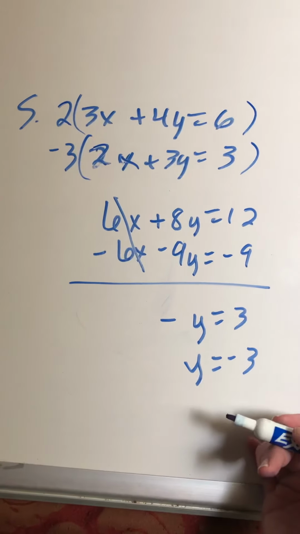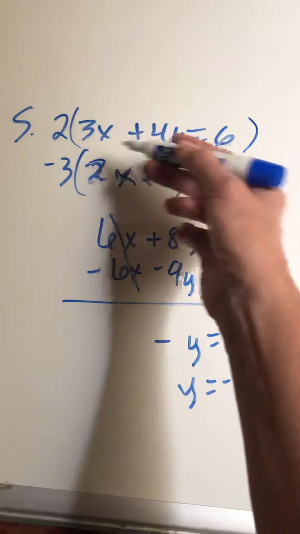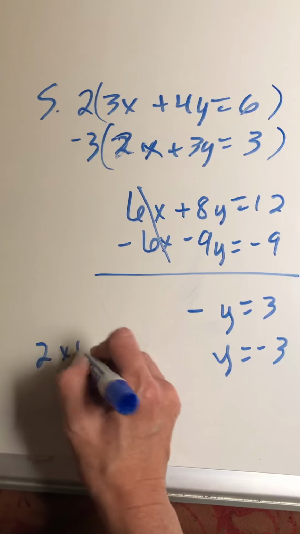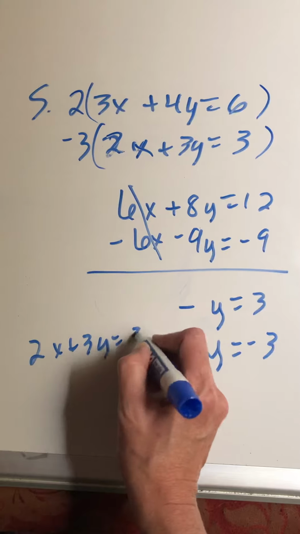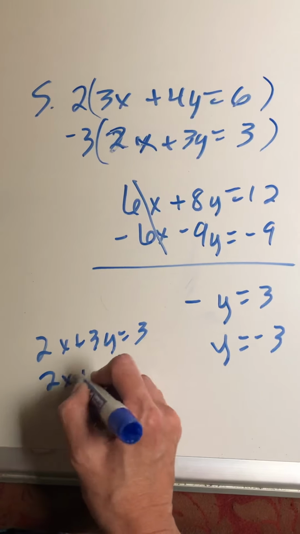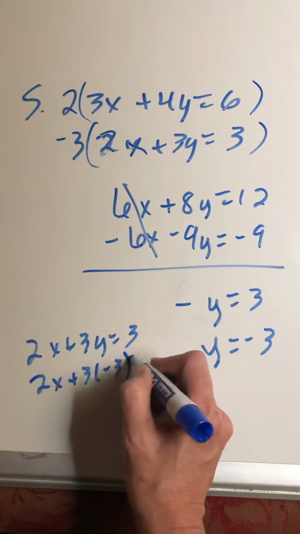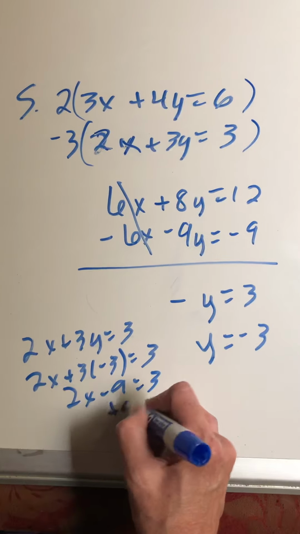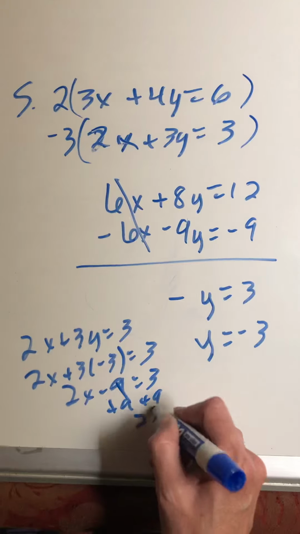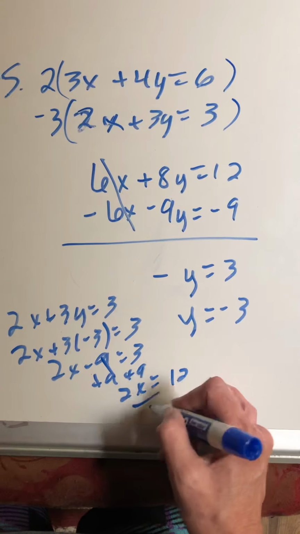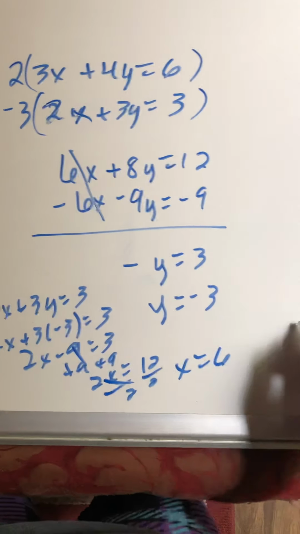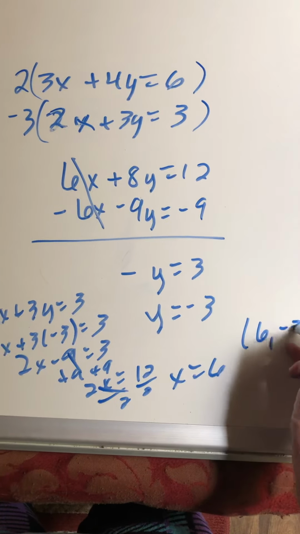So I have y, now I need x. So I'm going to go back to the original one. I'll use the bottom one, 2x plus 3y equals 3. So it'd be 2x plus 3 times negative 3 equals 3. So 2x minus 9 equals 3. Add 9 to both sides. So 2x equals 12. Divide by 2. So x is 6. So your answer would be 6 comma negative 3.